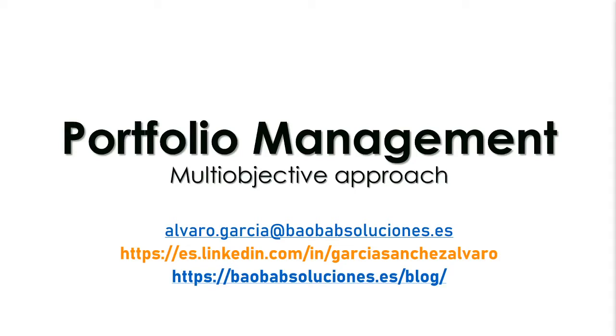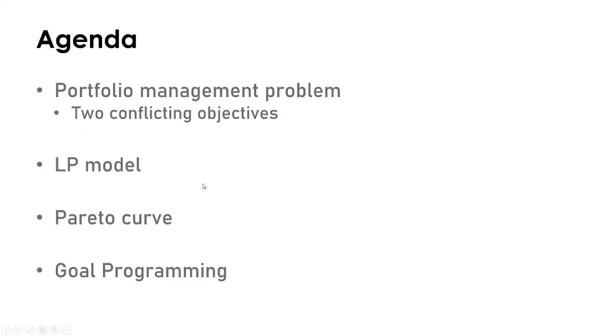Hello, in this playlist I'm going to present a case where we're going to use several objectives and we're going to use a model to take into account two conflicting objectives in a case which is related to portfolio management. So first, I will introduce the problem with two conflicting objectives as I explained, which are return and risk.